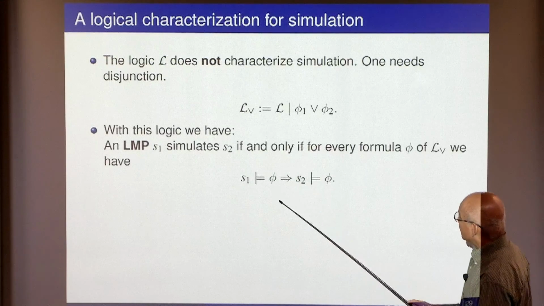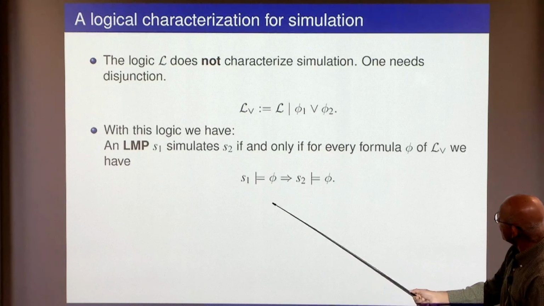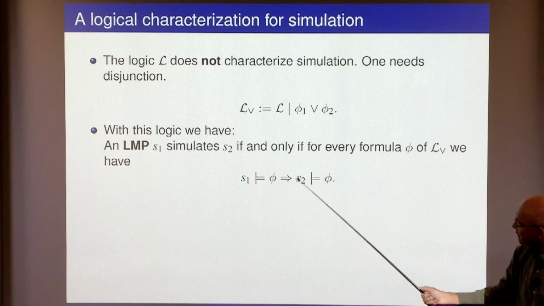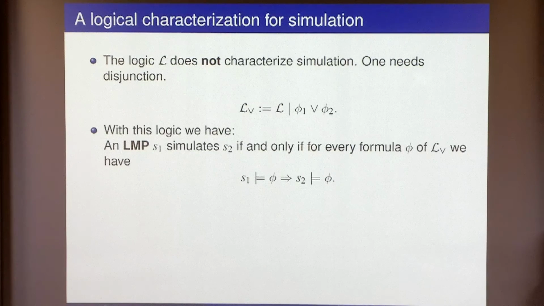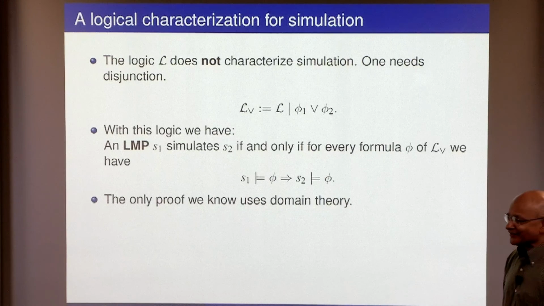But with this logic, we were able to prove that S1 simulates S2 if and only if, for every formula phi of our logic with disjunction, S1 satisfies phi implies S2 satisfies phi. And the only proof that we know uses domain theory. So one can actually organize LMPs into a domain and look at Samson Abramsky's work on domain theory in logical form, and apply it, and then ultimately we were able to prove this result.